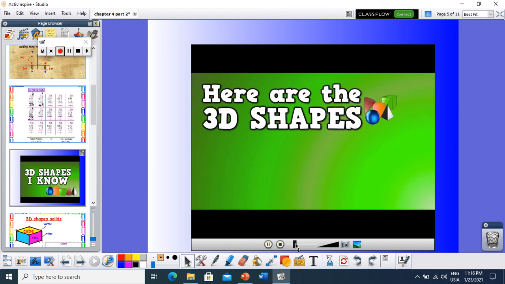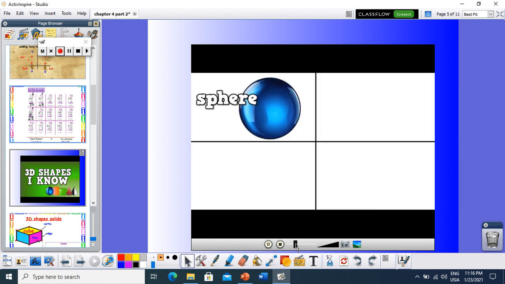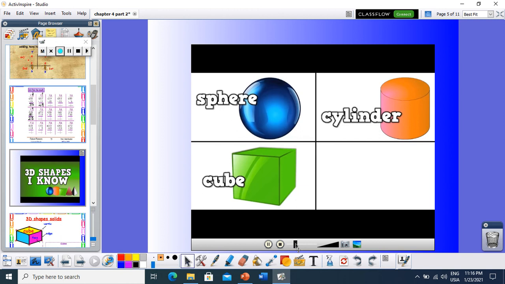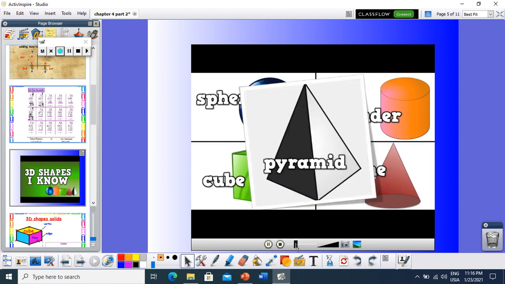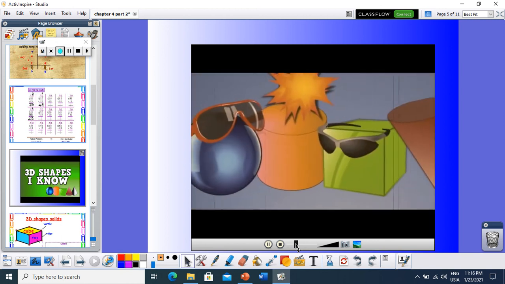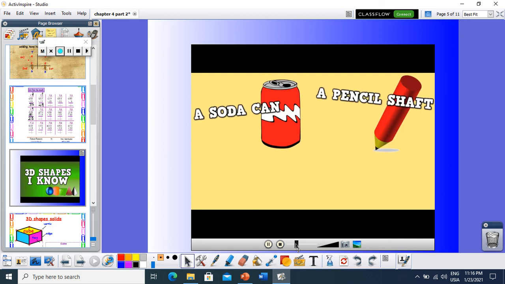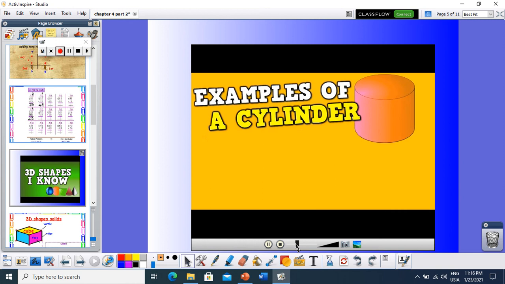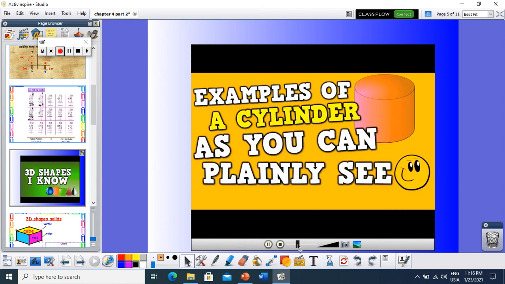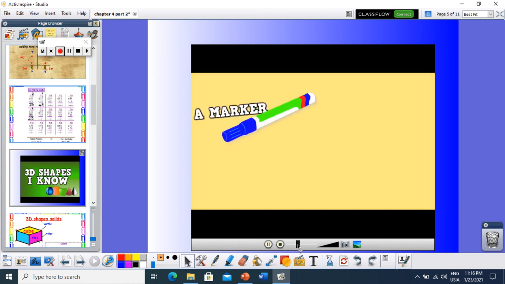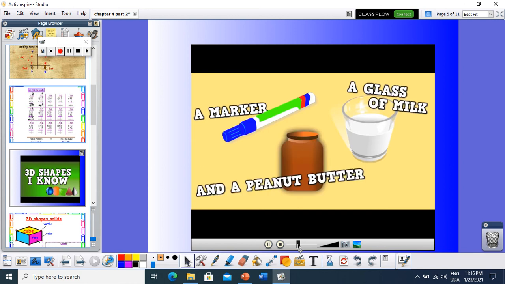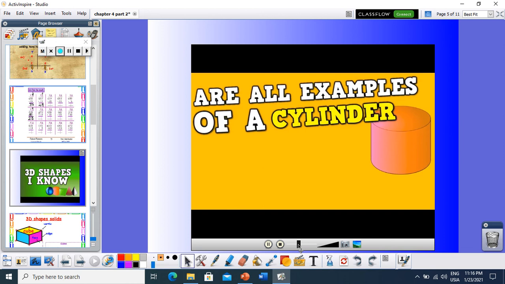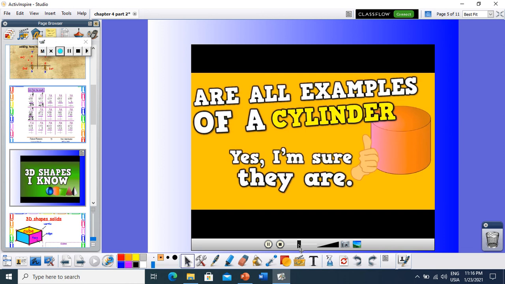These are the 3D shapes that I know. A sphere, a cylinder, a cube, and a cone. A soda can, a pencil shaft, and a can of soup would be examples of a cylinder, as you can plainly see. A marker, a glass of milk, and a peanut butter jar are all examples of a cylinder.